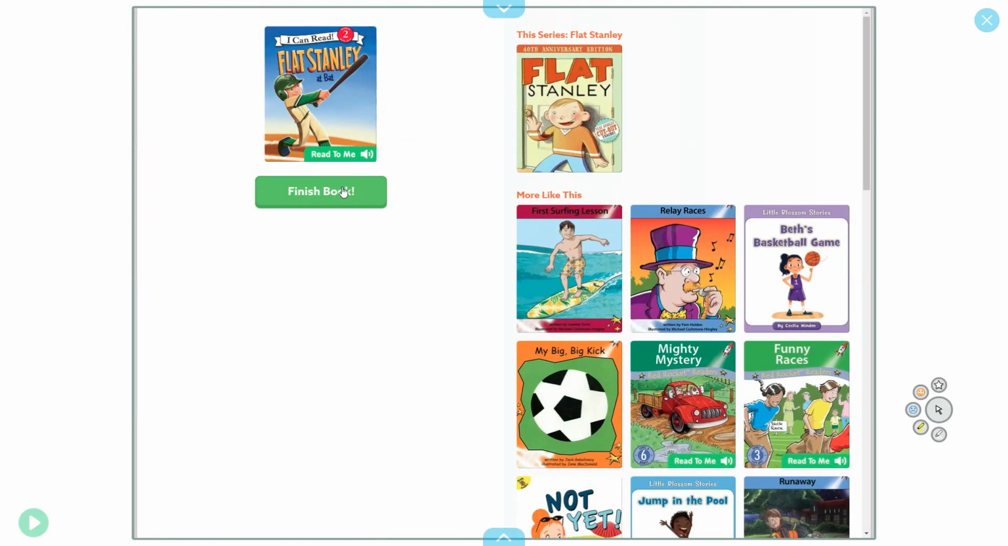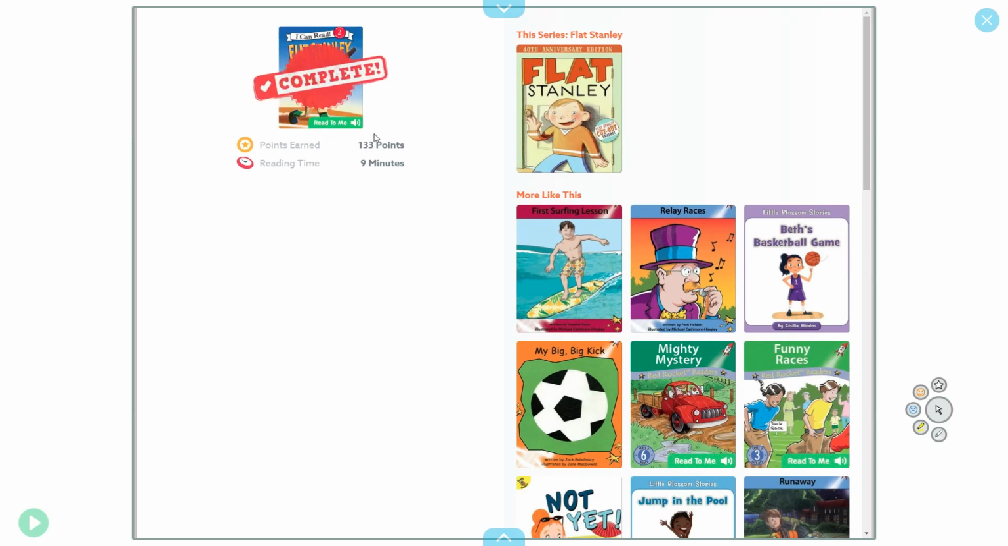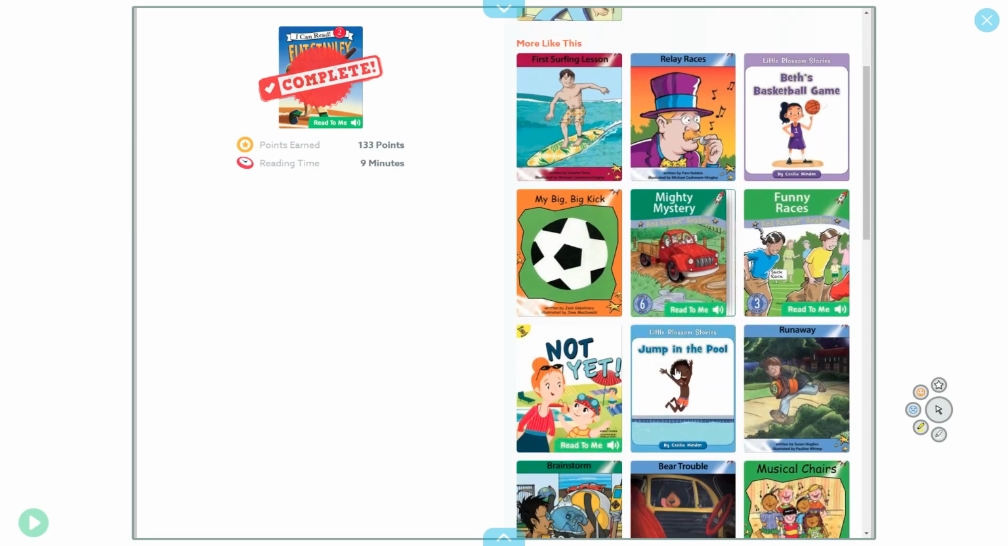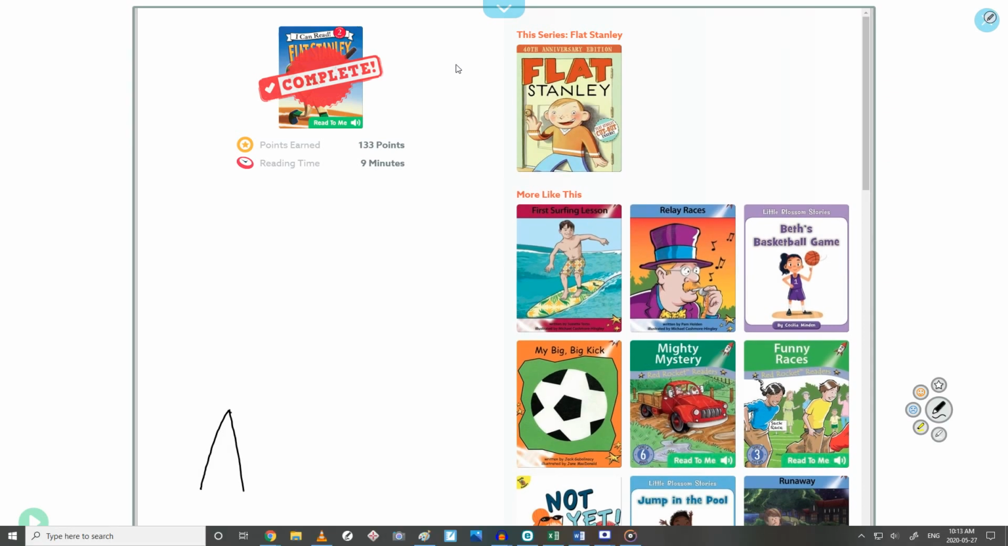Okay, that's Flat Stanley at bat. Oh, we leveled up. Level 6. Nice. Did you like Flat Stanley? There's lots of other books you could read with Flat Stanley in there. And have you ever played baseball before? I hope next year, when everything's back to normal, we can start a little baseball team or play it in gym class.